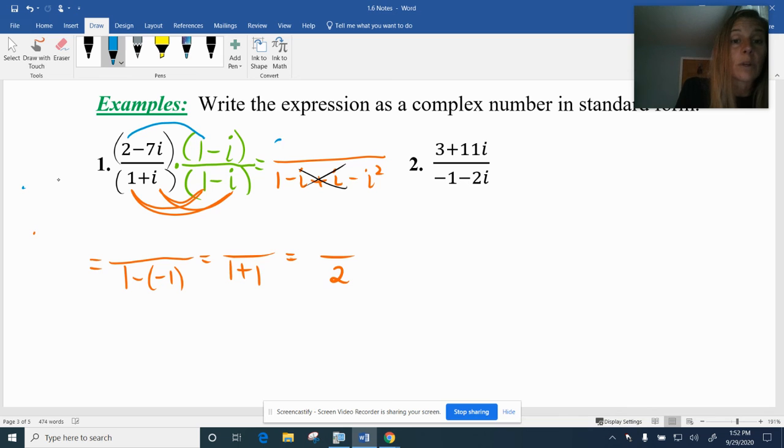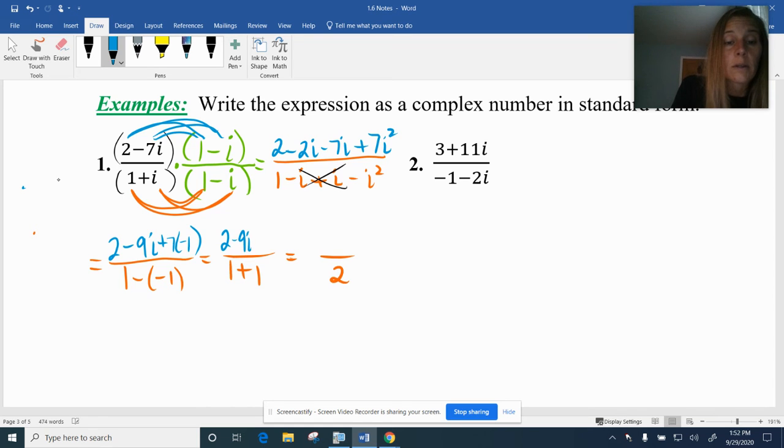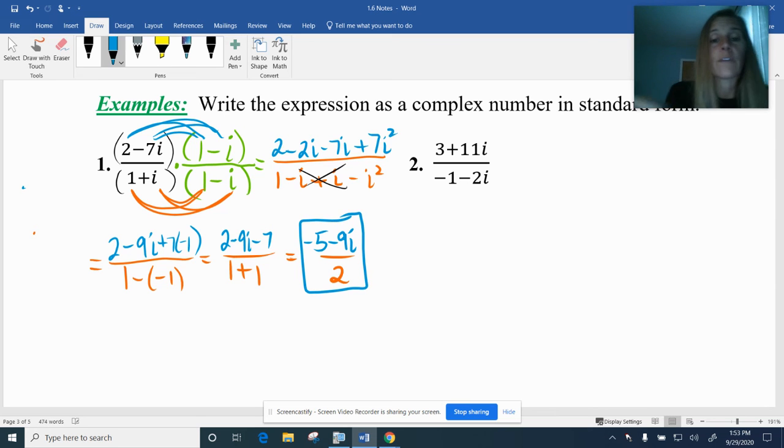So 2 times 1 is 2, minus 2i, minus 7i, plus 7i squared. Now on the top, these two in the middle are going to combine to give me minus 9i. And then I have plus 7 times -1, which of course is -7. And then 2 minus 7 will be -5. So I have -5 minus 9i over 2. Now, if the 5 and the 9 were both divisible by 2, I could simplify it, but they're both odd numbers and they're not divisible by 2.